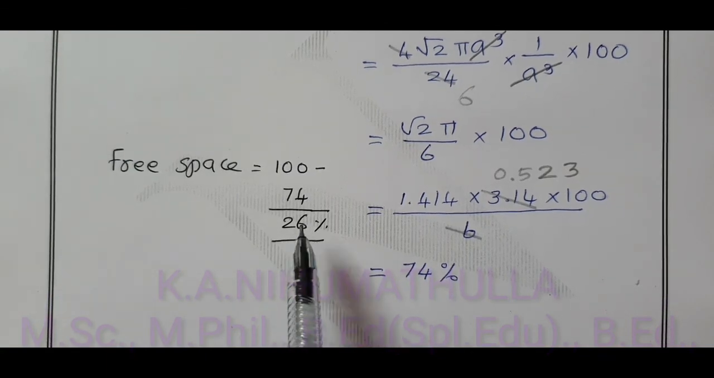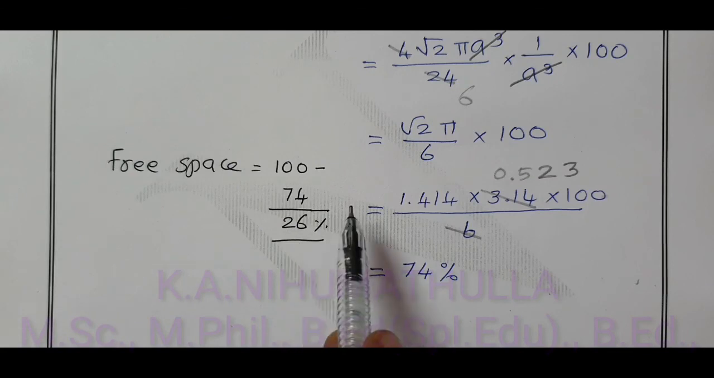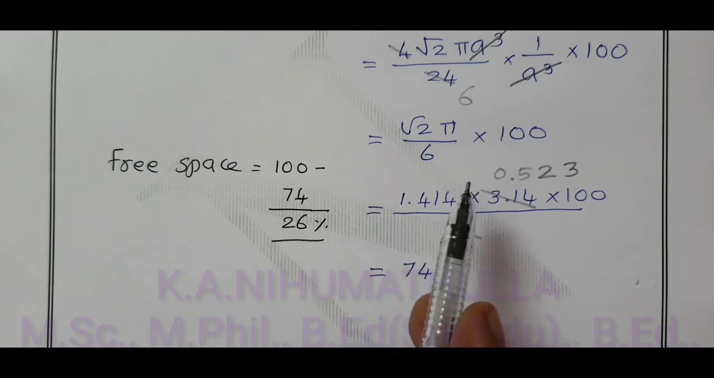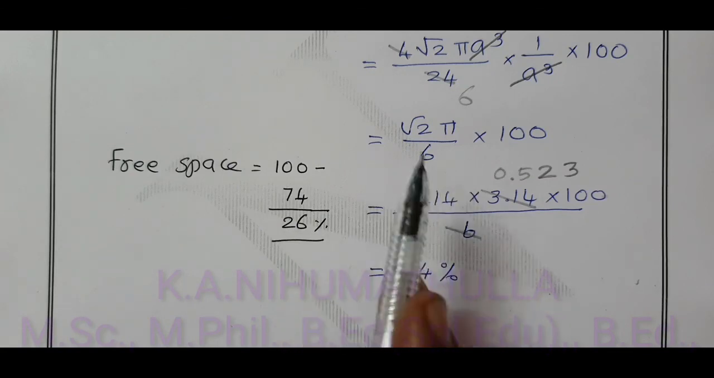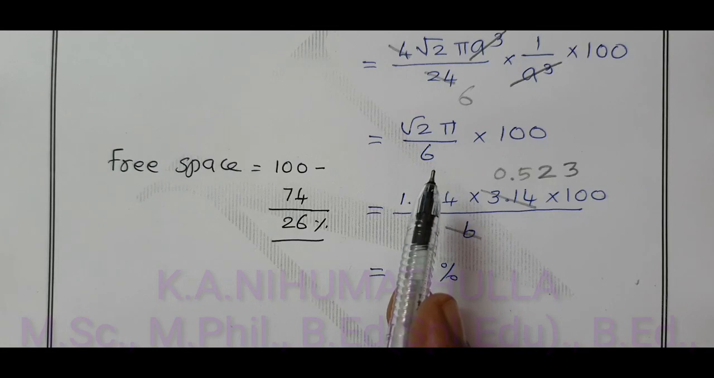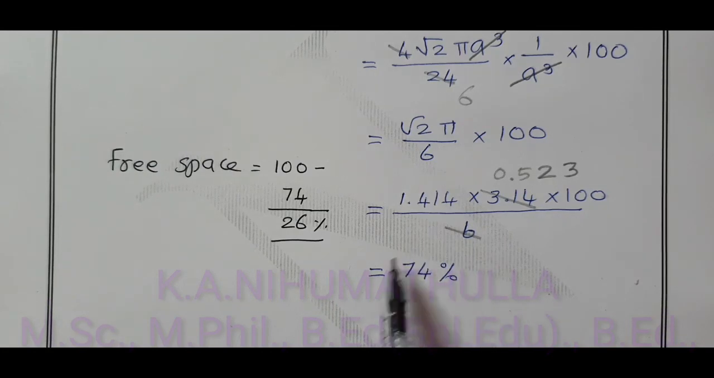In the case of simple cubic, the packing fraction is 52.33%, in the case of body centered cubic it is about 68%, and in face centered cubic the packing fraction value is 74%.